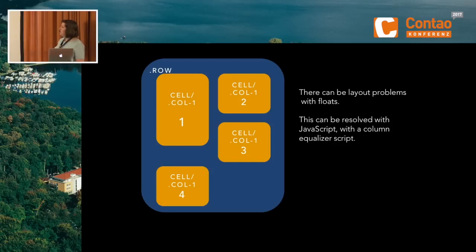Here's where the problem comes in. If you have columns of different sizes, then we have crazy things happen. My students all go, oh no, they don't understand what's happening. It can be easily explained if you do understand how floats work, and you can fix this problem with JavaScript. There are many kinds of JavaScript to fix it.